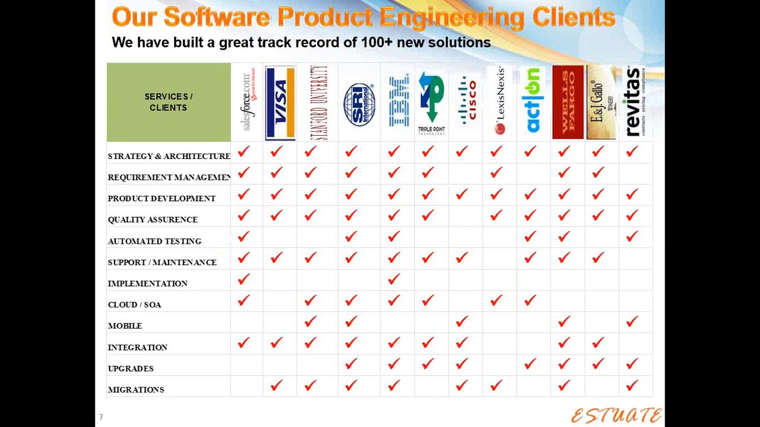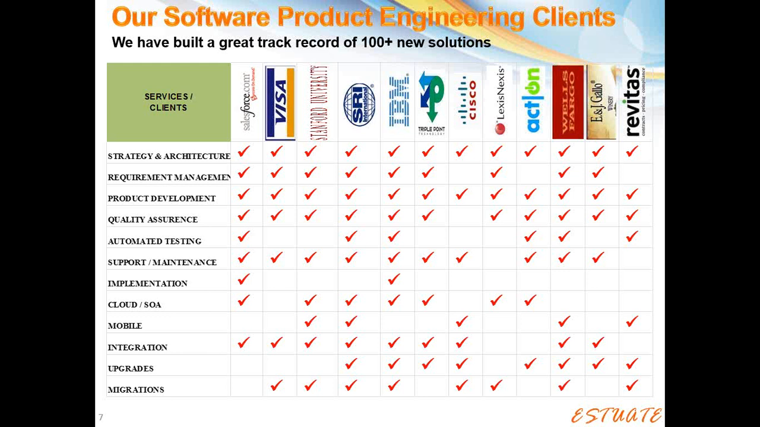So around software engineering, as I mentioned on an earlier slide, we're doing everything from strategy and architecture to requirements management, product development, all the way into implementation and upgrades and support activities. And this is for a who's who list of clients as well as smaller companies like Acton and Revitas as examples. But we're also working with big names like Cisco and Visa, Stanford University.